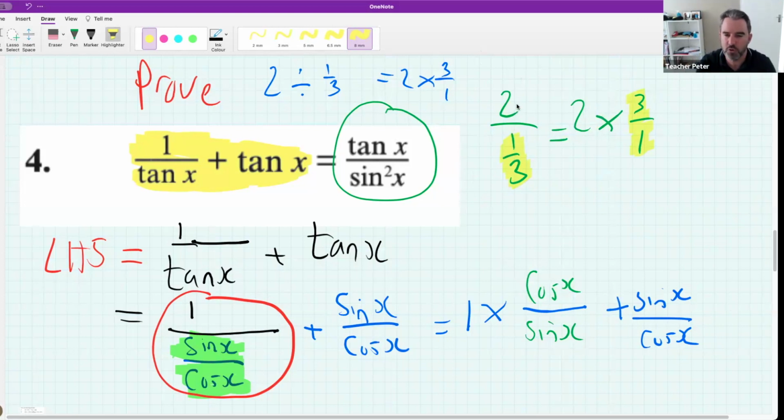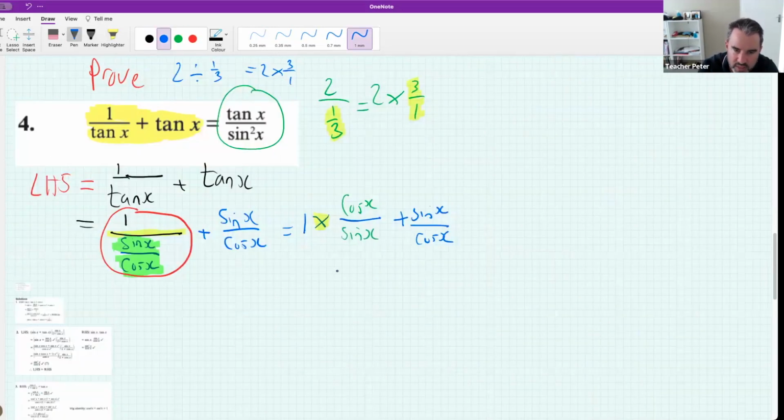So basically, if you're dividing by a fraction, if you change it from division to multiplication, you just flip the fraction over and then you're good to go. So what I did was, this thing over here used to be division. Now it's multiplication. And you'll notice that it's not sine x over cos x, it's cos x over sine x. Okay, let's get this one done. So then what I have is cos x over sine x plus sine x over cos x.